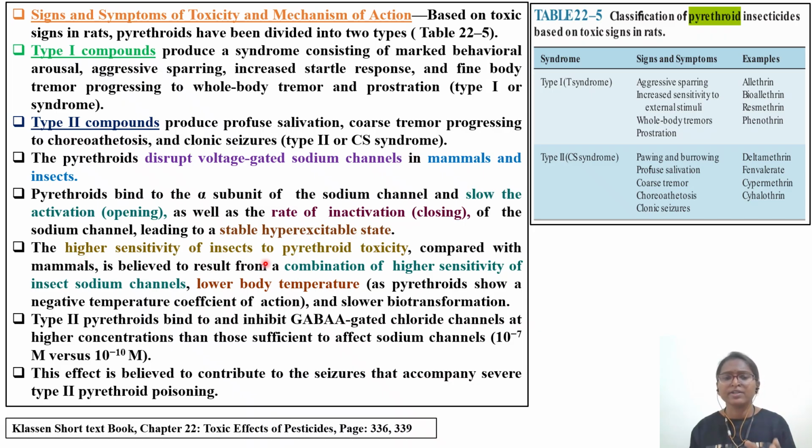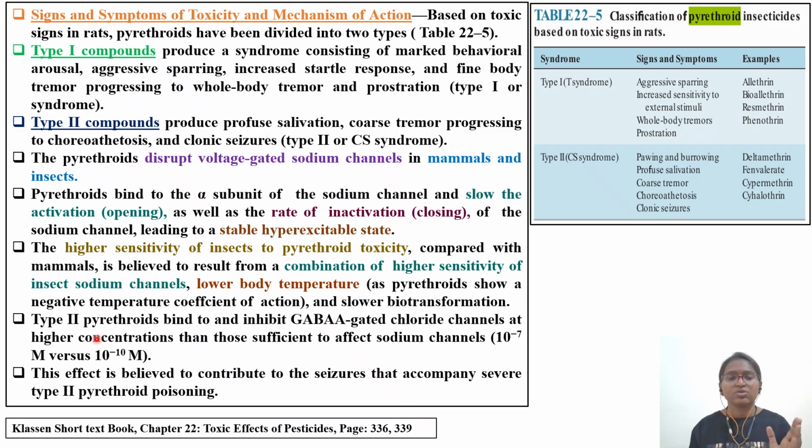The higher sensitivity of insects to pyrethroid toxicity compared with mammals is believed to result from a combination of higher sensitivity of insect sodium channels, lower body temperature, and slower biotransformation in the case of insects. These are the reasons for the selective toxicity of these pyrethroids towards insects rather than mammals.